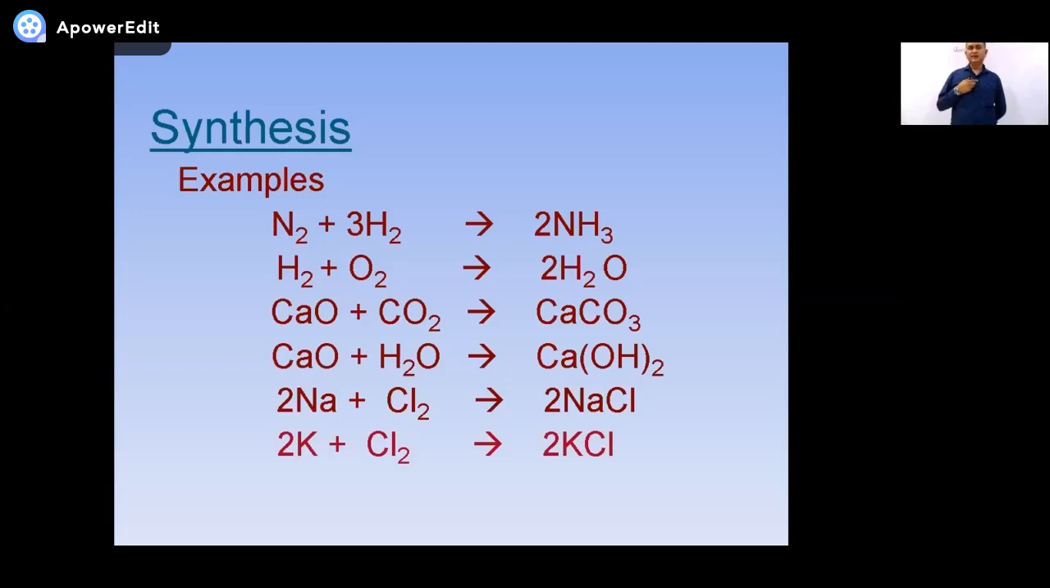All right? Calcium oxide, calcium carbonate, and calcium hydroxide. Right? Why is it called hydroxide? Because you know from the list that OH stands for hydroxide. So that is why its name is calcium hydroxide. Sodium and chlorine can combine to form sodium chloride, the salt. Potassium and chlorine can combine together to form what? Potassium chloride. So all of these are synthesis reactions.